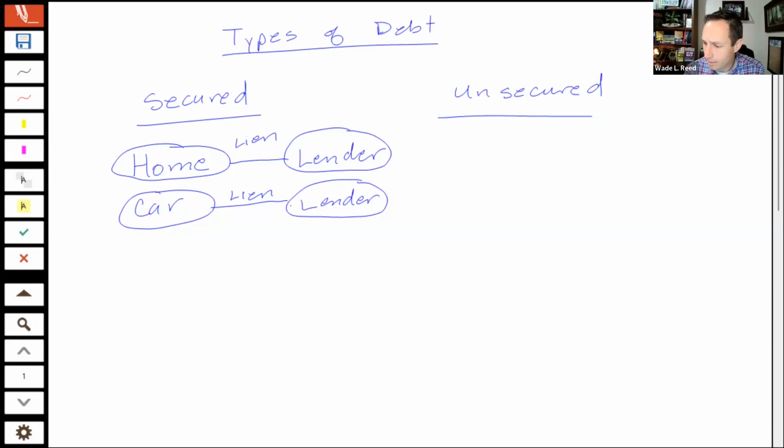So lenders protect themselves through liens, and they're willing to give lower interest rates when you borrow with things attached to them.